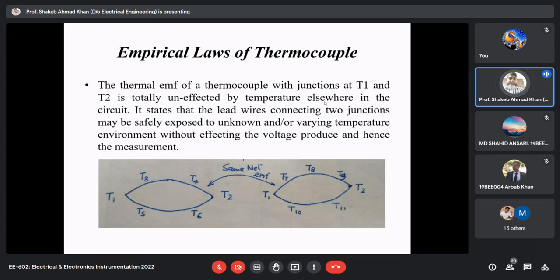So this issue is not present in thermocouple, because your output, that is proportional to the junction temperature difference, will remain the same, whatever the intermediate wire temperatures are. So this is what the first law says. If anybody has any query, you can ask me. I tried to explain it, but if you are not able to understand, feel free to ask me. Yes, please.